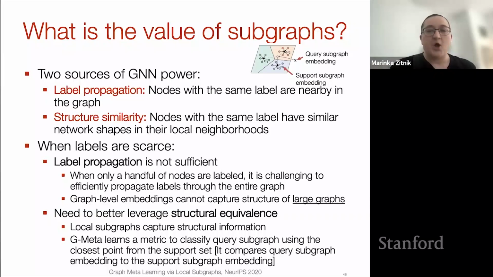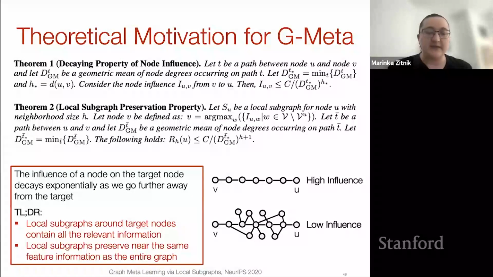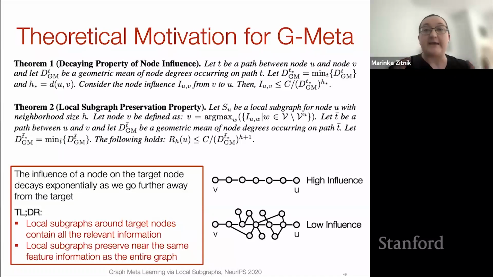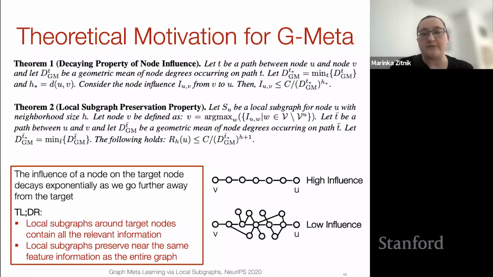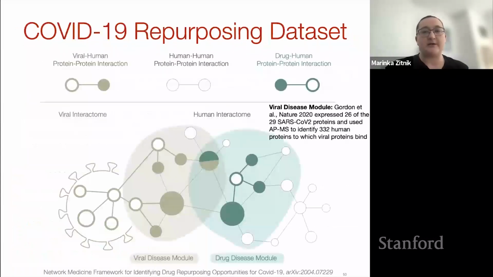Now, in the case of few-shot learning, where labels are really scarce, we cannot rely much on label propagation. It's simply not sufficient. When only a handful of nodes are labeled, it's very challenging to effectively propagate labels through the entire graph. So instead, we can much better leverage structural information and structural equivalence, which is exactly what these local subgraphs capture as a mechanism for transferring knowledge across tasks. It is actually possible to show theoretically that local subgraphs defined around labeled examples capture much of the relevant information for prediction. And beyond theoretical findings, many studies in the context of biological networks have demonstrated that the most useful information describing a particular task typically exists in some 2-3 hop neighborhoods around target nodes. So the use of local subgraphs is highly motivated.